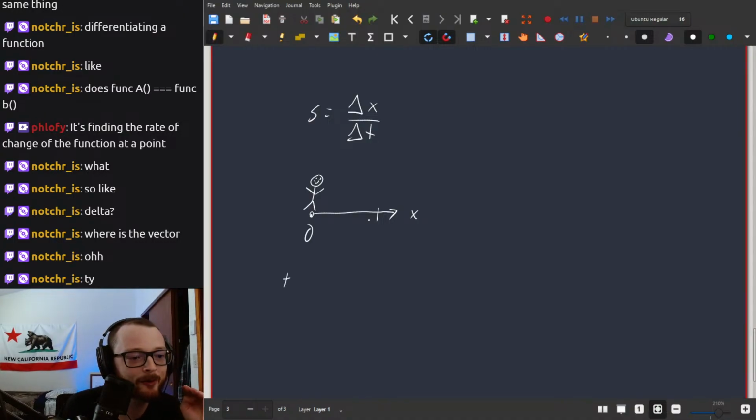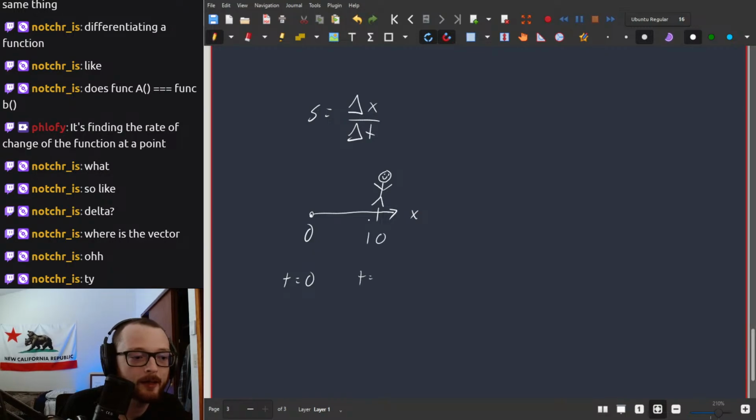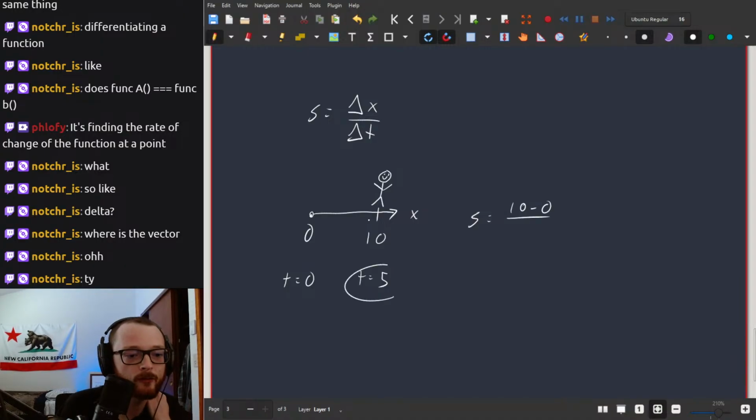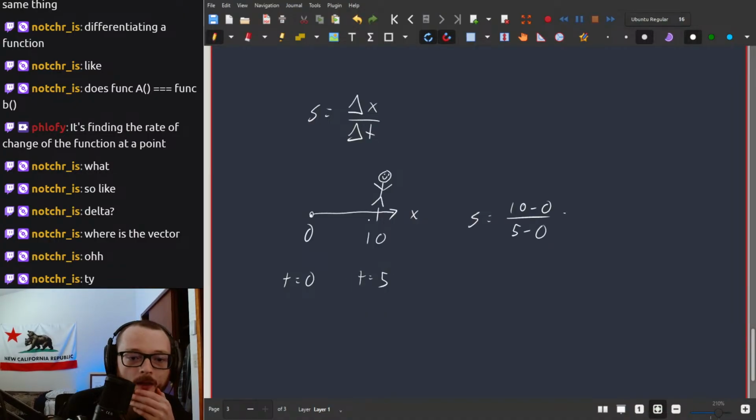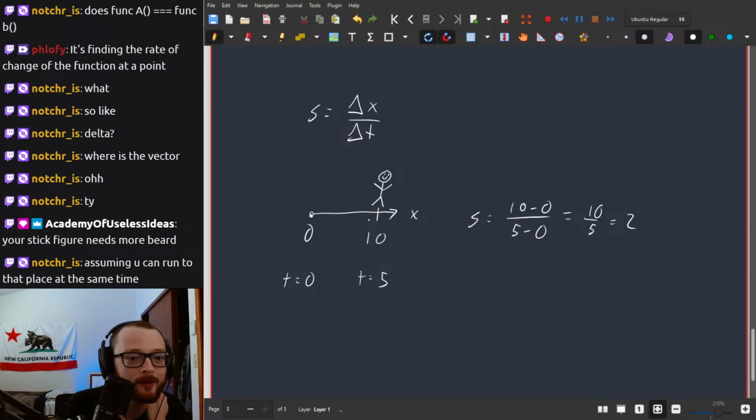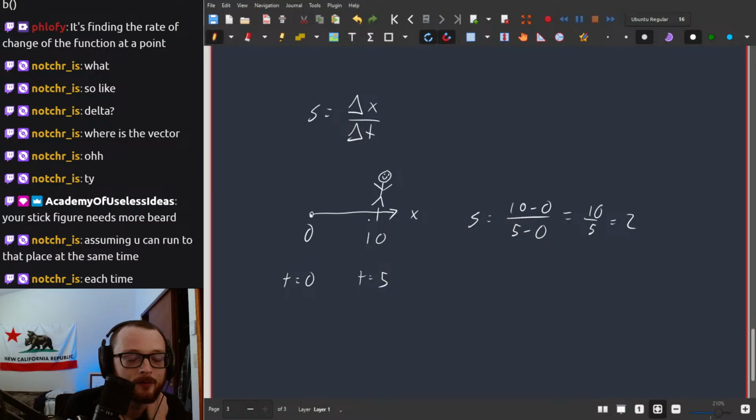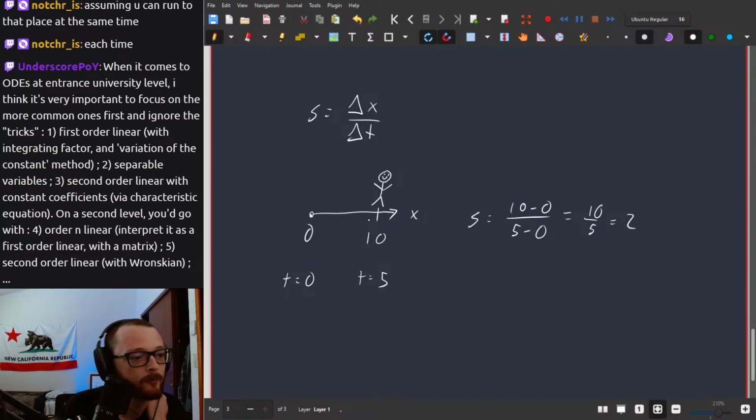If at time 0, I'm at position 0, and then I run, let's say 10 meters or feet or whatever forward, in 5 seconds, we could say that my speed is change in position, 10 minus 0, over change in time, 5 minus 0. And so we can simplify that to be 10 over 5, which is 2. So my speed is 2 for this.